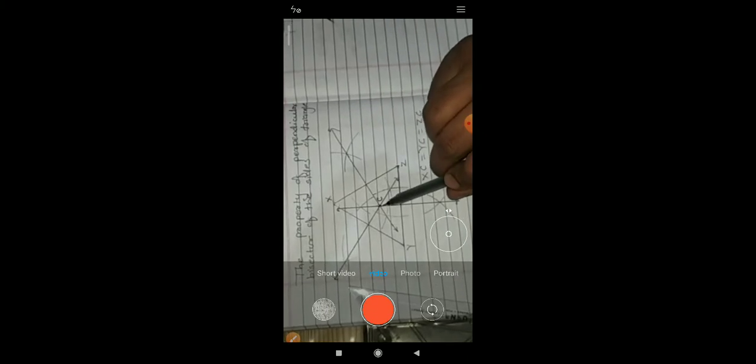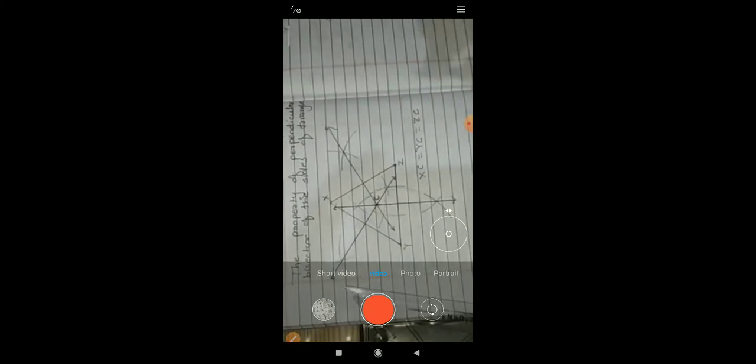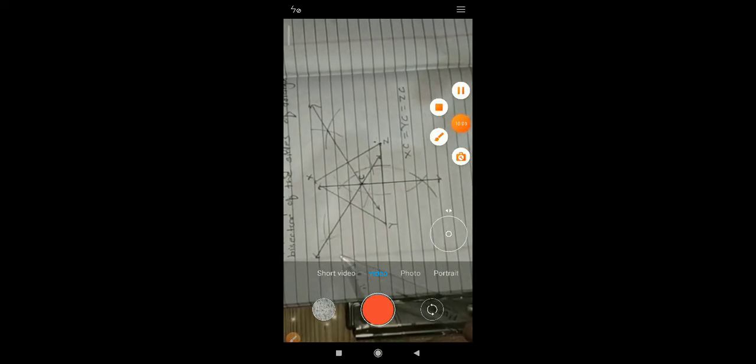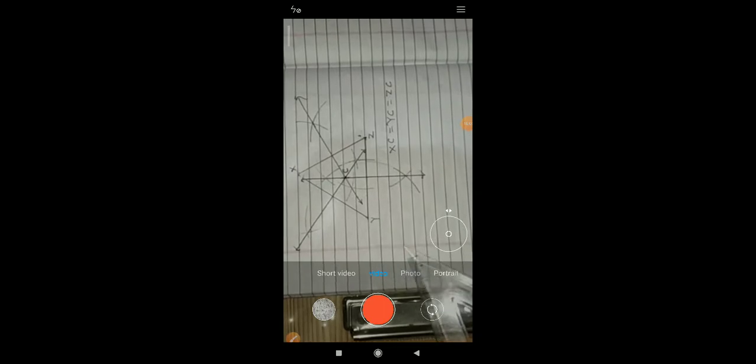If these three perpendicular bisectors are not passing through a single point, then your construction is wrong. So for that you have to take a tight compass, okay, and a pencil which has a proper nib, and then your construction will be correct. This is the construction, okay, of an acute angle triangle.